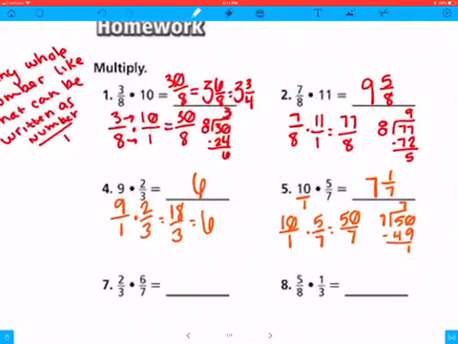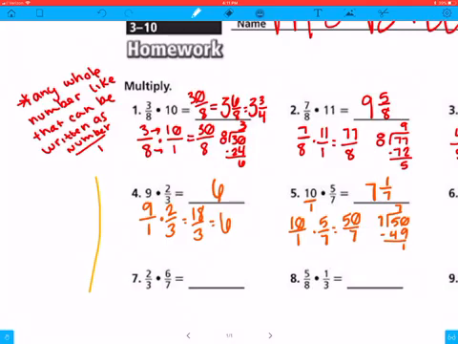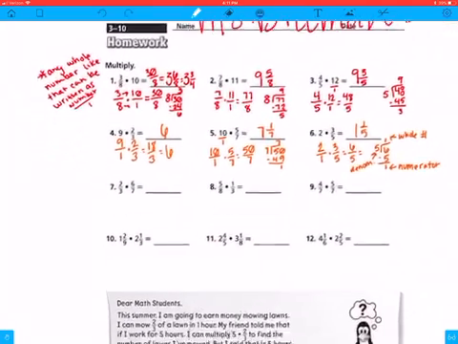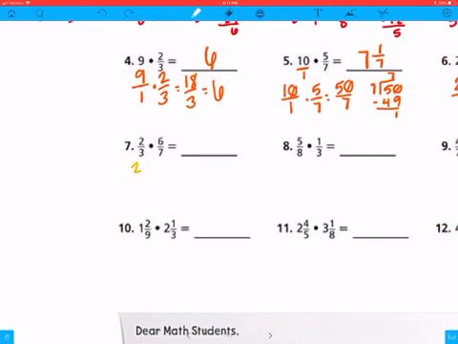So number 7, I'm going to go ahead and change my color because I can. I'm going to multiply straight across, and I'm going to make a line that I don't know what the purpose is. So 2/3 multiplied by 6/7. I multiply straight across, and I get 12 over 21.